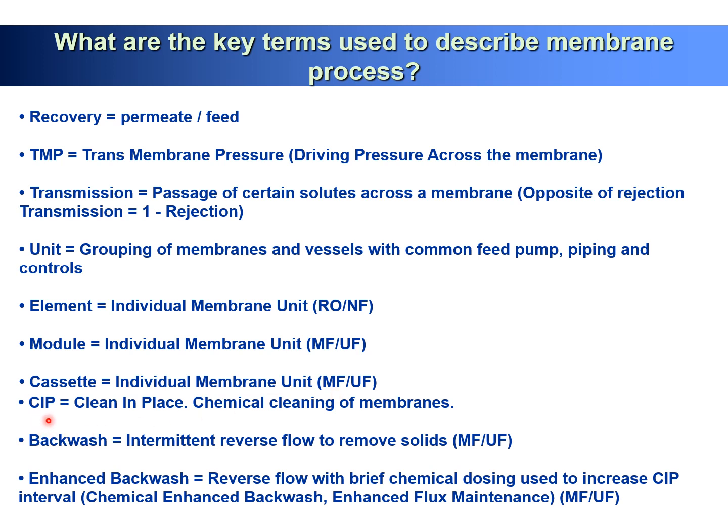CIP: at a certain stage you need to go through cleaning because the membrane will foul, and this we call clean in place. Chemical cleaning or physical cleaning can be utilized for CIP. Backwash is intermittent reverse flow to remove solids, and enhanced backwash is reverse flow with brief chemical dosing used to increase the CIP interval. So chemical enhanced backwash is enhanced flux maintenance.